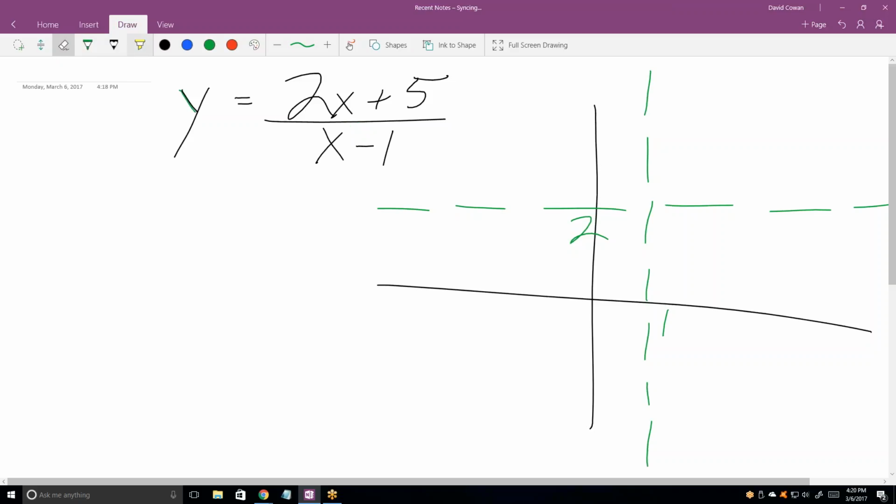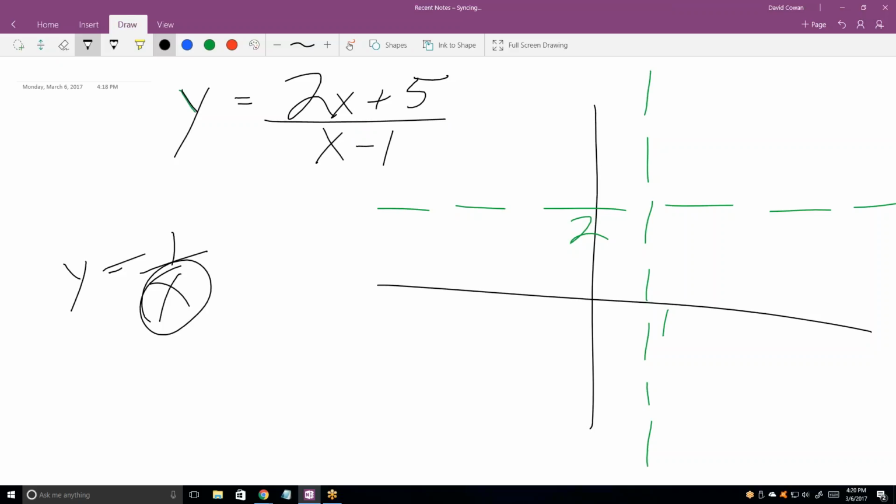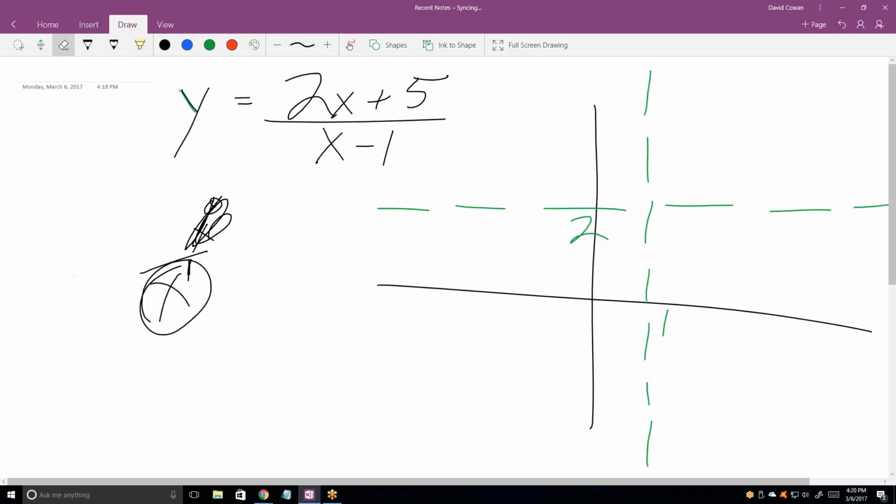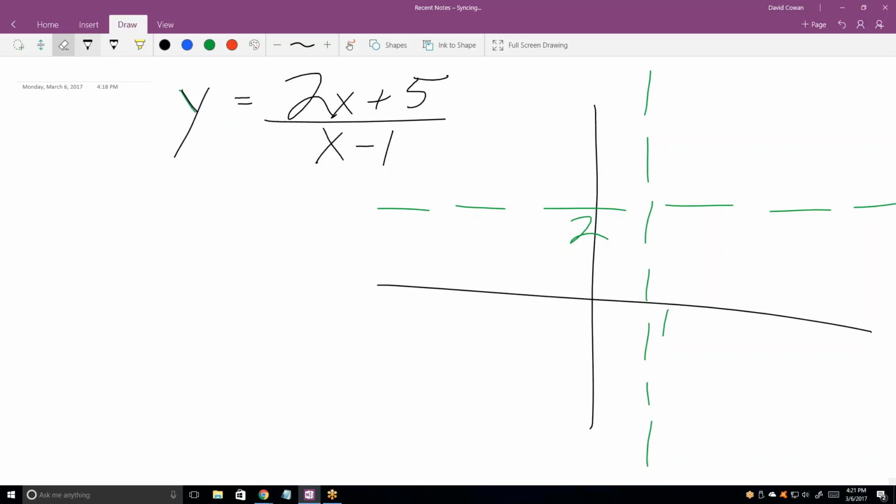That's why when we had y equals 1 over x, the denominator is bigger than the numerator, right? That's a 1. And the numerator is basically x to the 0. So that's why we had a horizontal asymptote at y equals 0. But here, you always take the highest degree term in the numerator, which is 2x, and in the denominator it's x, so the ratio of those coefficients is 2 to 1. Now we have our grid. Now we can graph it.